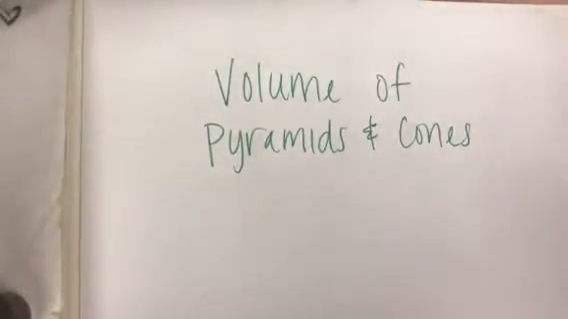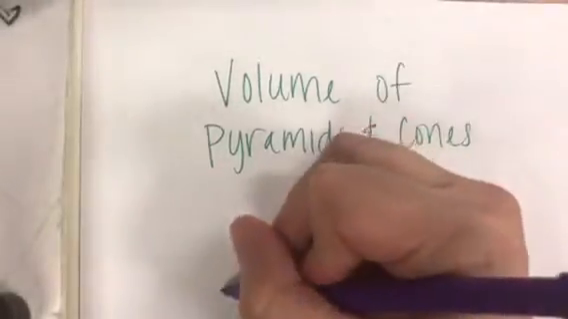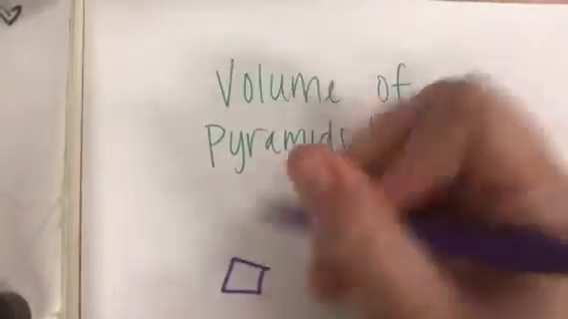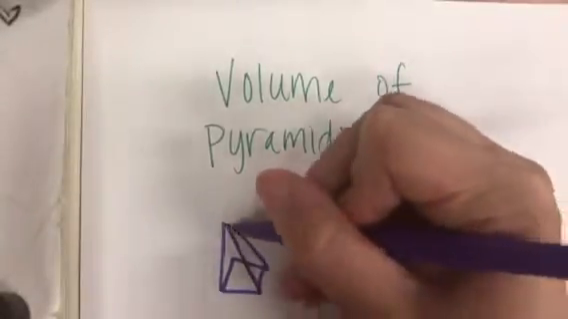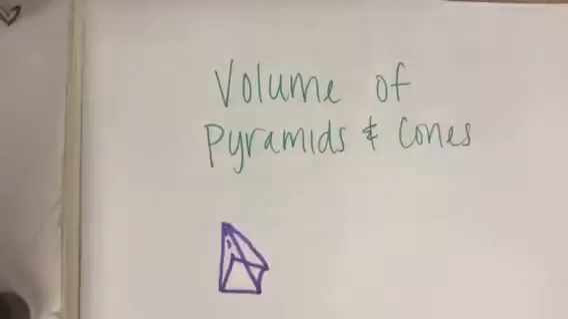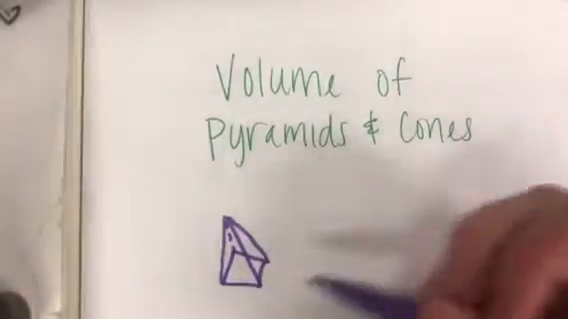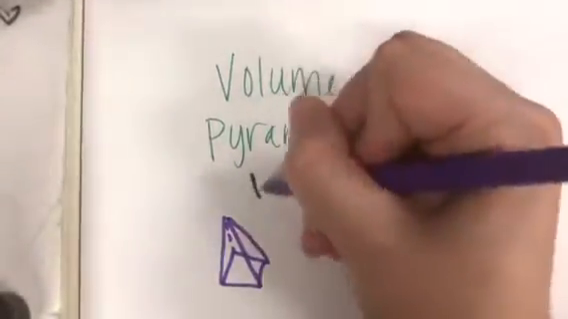Okay, volume of pyramids and cones. Pyramids and cones, yay. Remember, pyramids, guys, are the ones that... Oh gosh, are you really going to try? I'm going to try. Oh, she's being successful. I'm so proud of you. That's a pyramid. It's got how many bases? It's got one. One base.